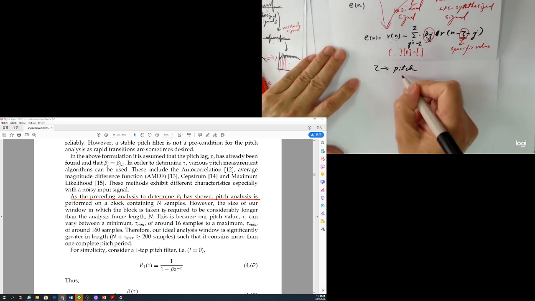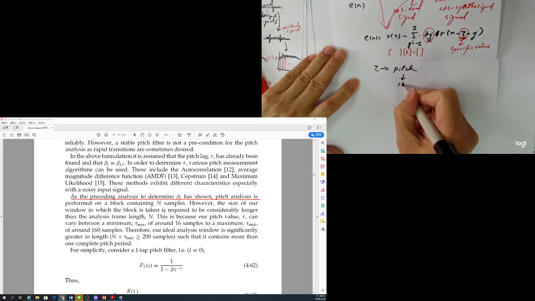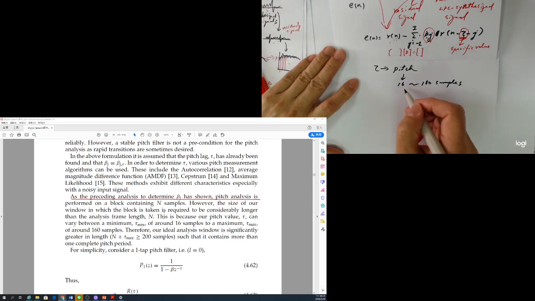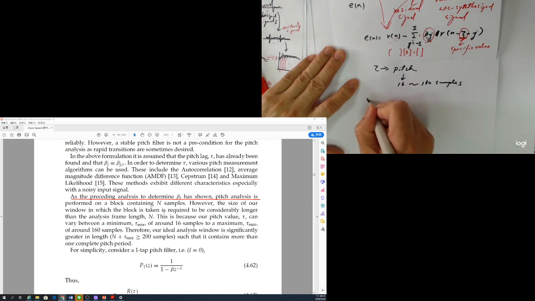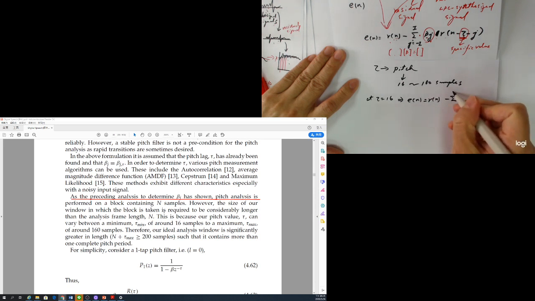So we know our human being pitch is around 16 samples to around 116 samples. So the human pitch is around this area. So we can use a tau, for example tau equals 60. So we can substitute into E of n, R of n minus tau minus j, equal to minus beta j, R of n minus 16 minus j. So you can substitute this to get the best beta.